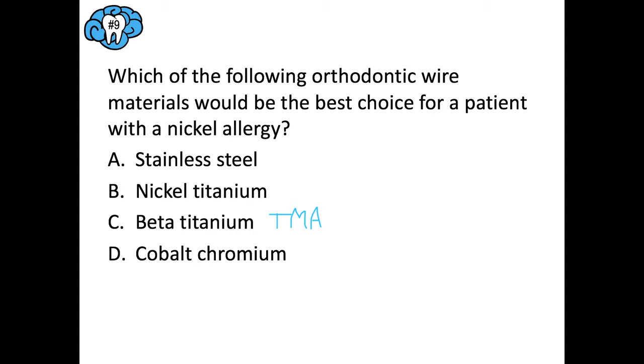So if it has any amounts of nickel, not great for someone with an allergy. Nickel titanium, of course, isn't a good choice. It has nickel in the name, so that one's out as well. And cobalt chromium also has a small amount of nickel. So the answer for this one is the only material here that doesn't have any nickel in it, and that's beta titanium.